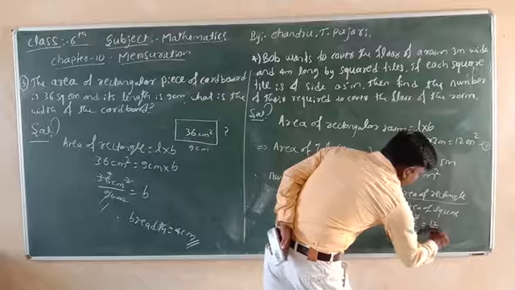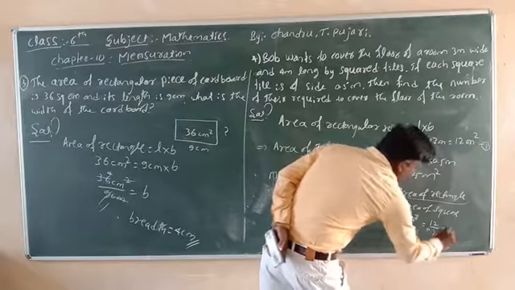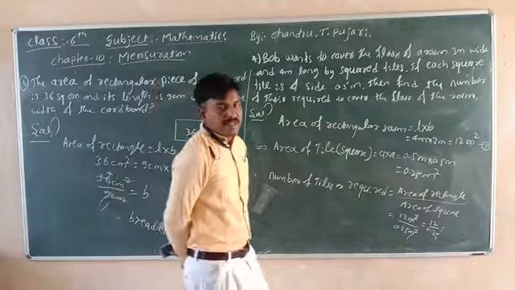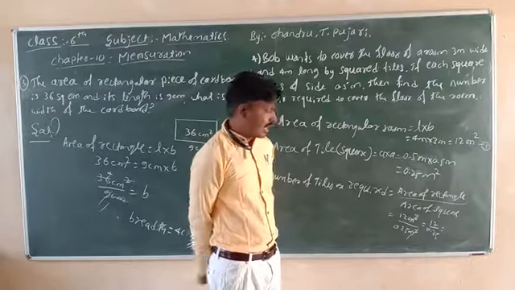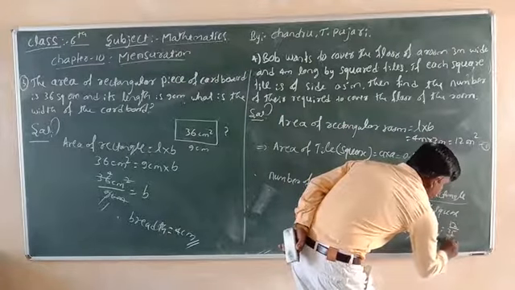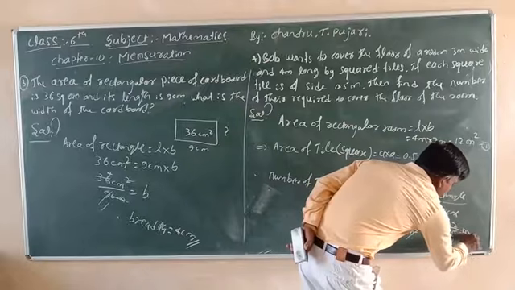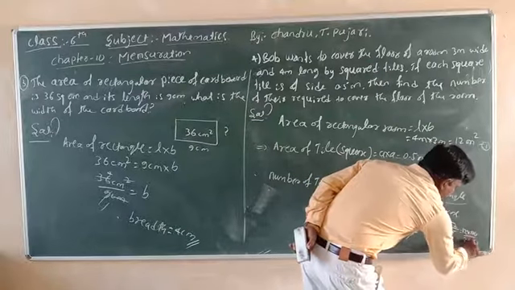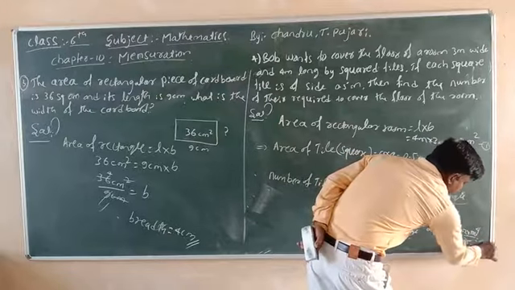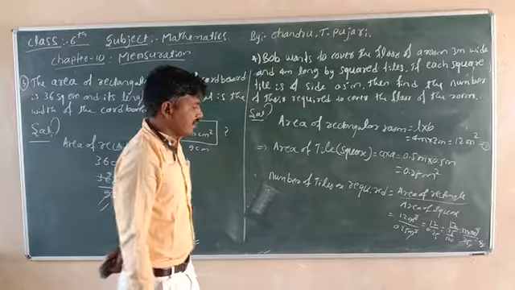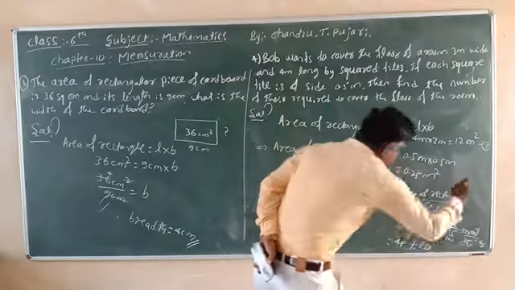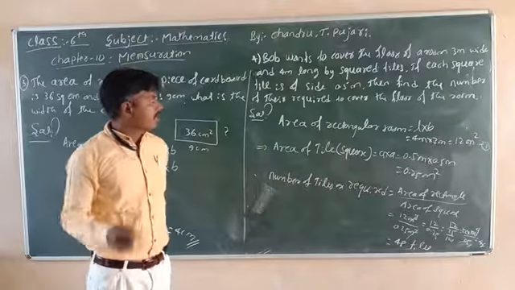Therefore, 12 divided by 0.25, that means 25 divided by 100. So 12 divided by 25 over 100 is equal to 12 into 100 divided by 25. 25 ones are 25, 25 fours are 100, therefore the answer is 48 tiles. Okay, these five questions are here.